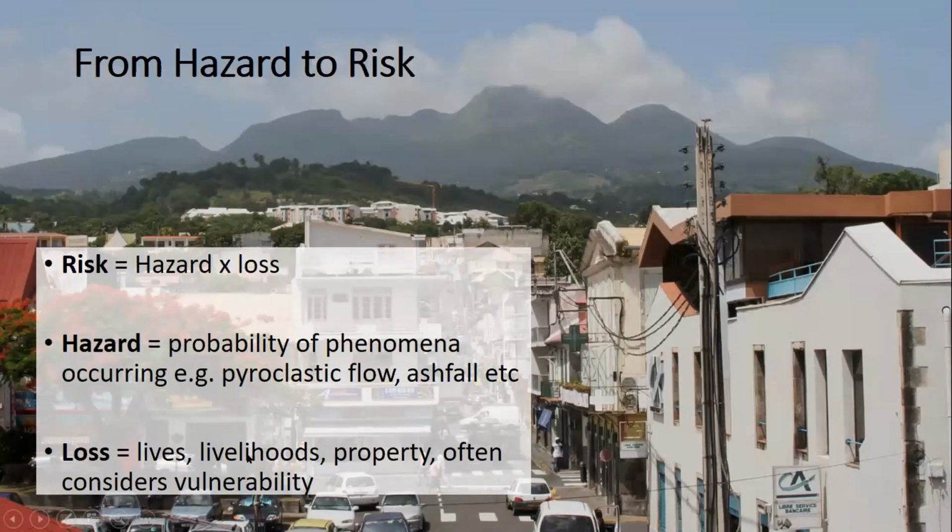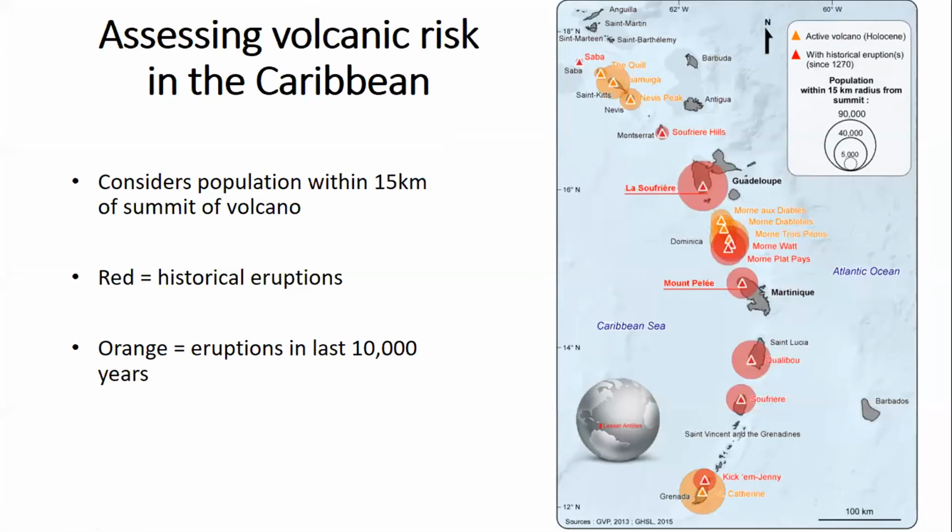In terms of loss, there are all sorts of different ways we can think of it. But one of the simplest ways of thinking about loss is potential loss, thinking about the number of people potentially in the hazardous zones. This map really shows us the variation in risk across the Caribbean region I've just been talking about. You can see that the size of these circles is based on the number of people that live within 15 kilometers of these volcanoes.